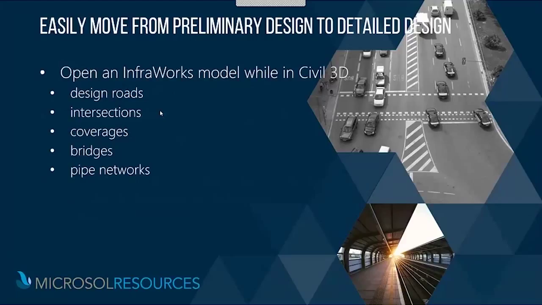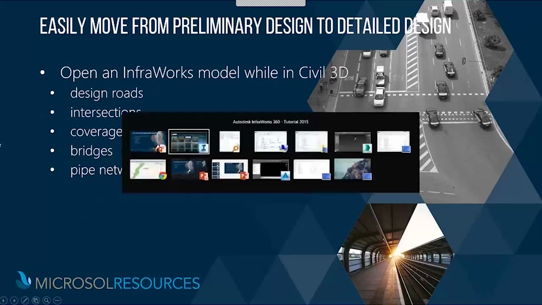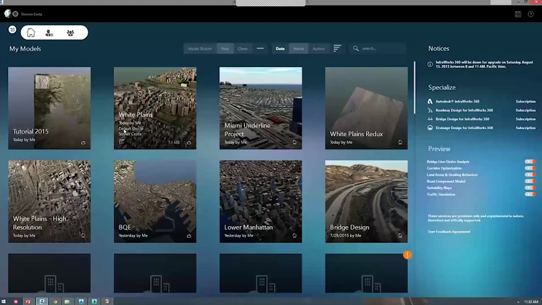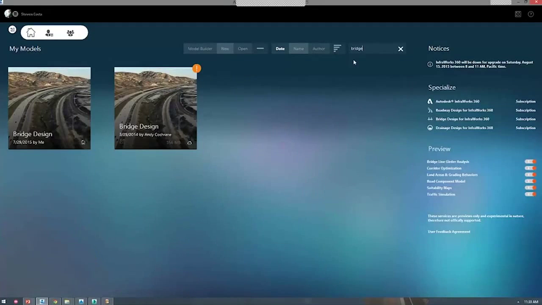So now you have the ability to open up InfraWorks models within Civil 3D, and if you've modeled additional data, so in the case of design roads, intersection coverages, bridges, or pipe networks, you can bring in that information directly into Civil 3D. Now, I'm going to go ahead and bring information in, and try to find my bridge model. So let's see if I can bring in this model right here.